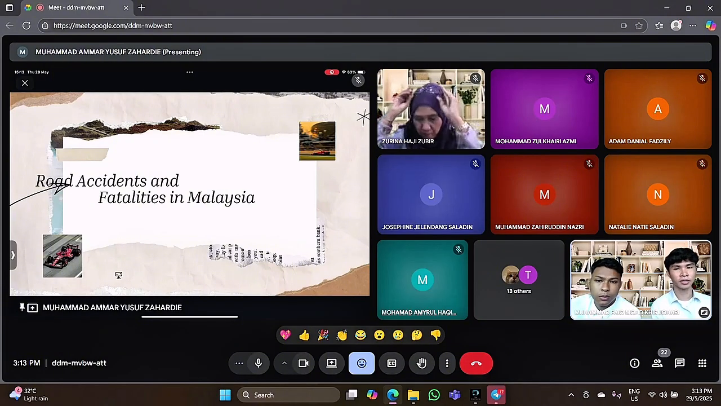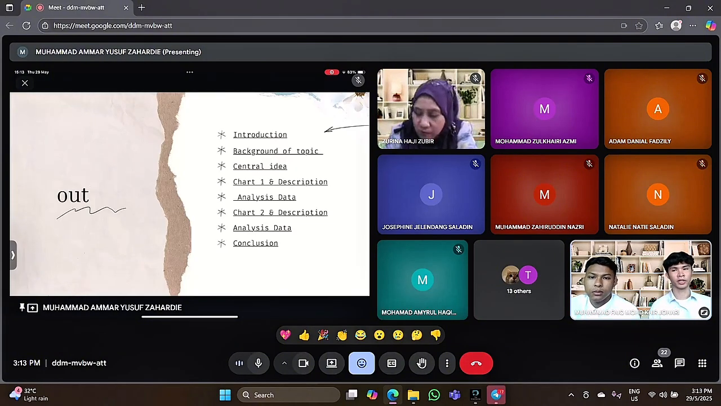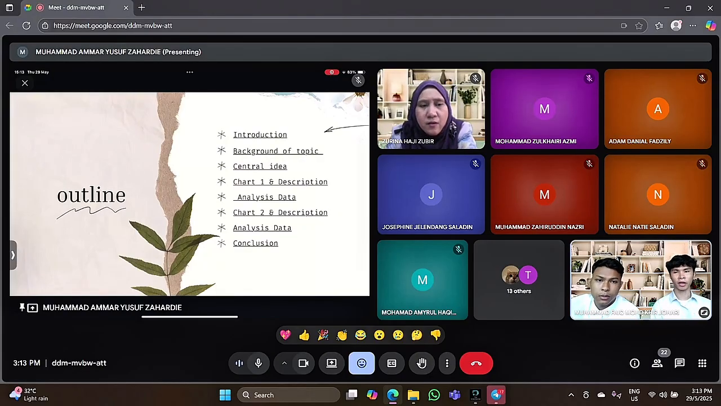Next, we are moving on to the next slide, which is the outline. Now I'm going to briefly explain the outline of our slides today. First we have the introduction. The second one is the background of the topic, then the central idea, then chart 1 and description, then the analysis data, and then we're going to move on to the second chart and description. The second last one is analysis data, and we are going to conclude at the end of the slides.